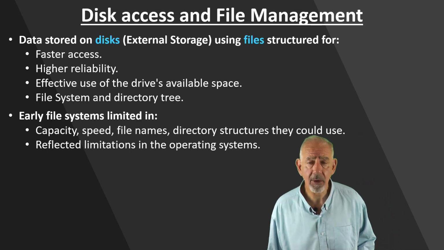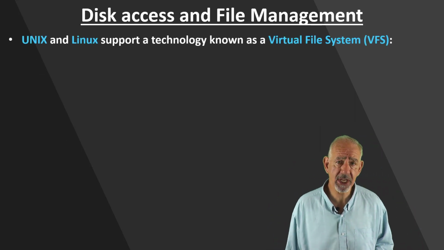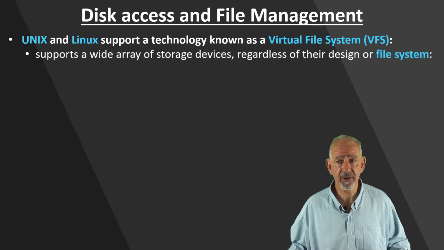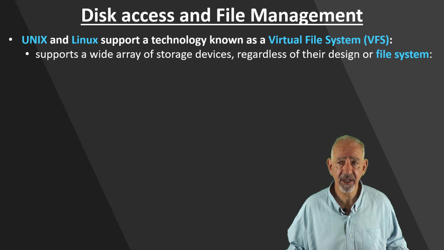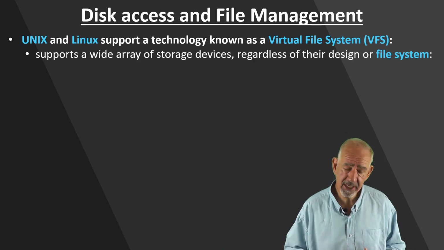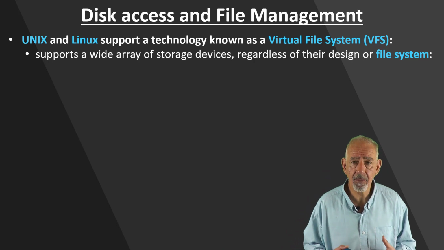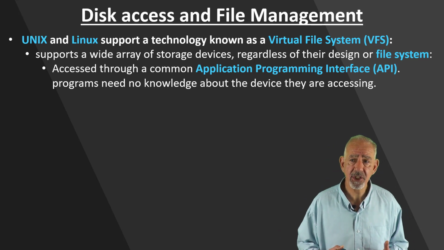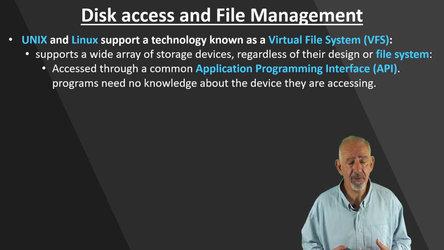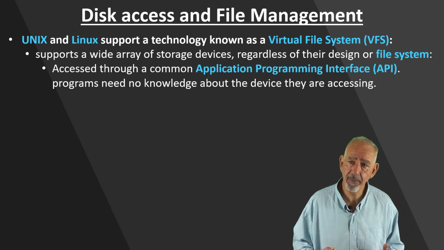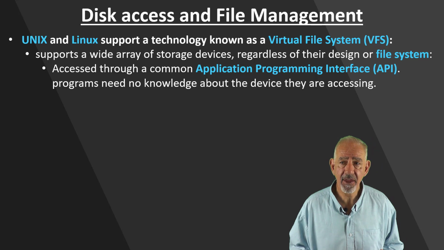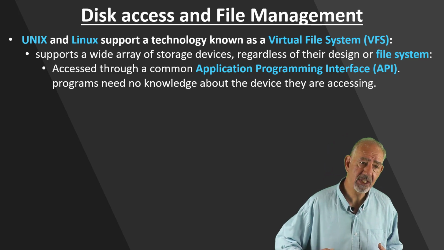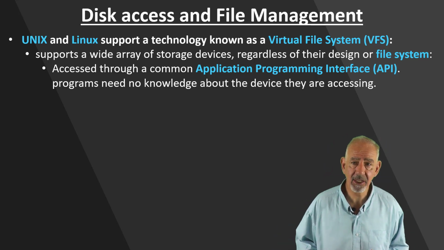But in the early days, it was Unix and Linux that supported this technology called virtual file system. And it supports a wide variety of storage devices, regardless of their design or the file system. So we had to create something that was abstracted and something that could work on many different types of system. And it was accessed through something called a common application programming interface. We've all come across these. We know them now as APIs. So we have a set of APIs, application programming interfaces, that need no knowledge about the device they're accessing. They have a standard way of operating and they don't need to know exactly how that particular device works.